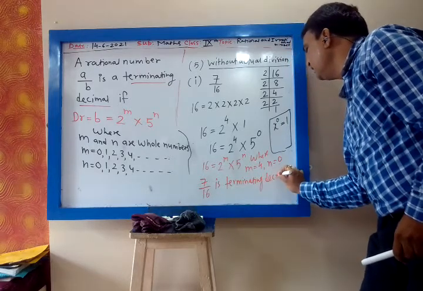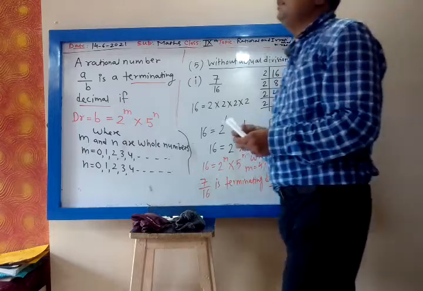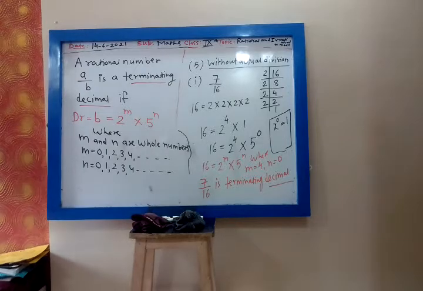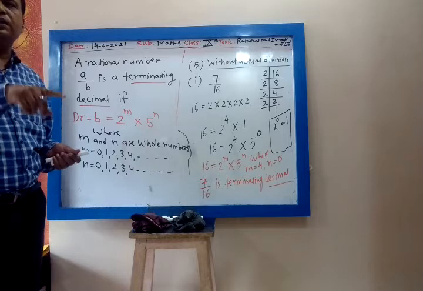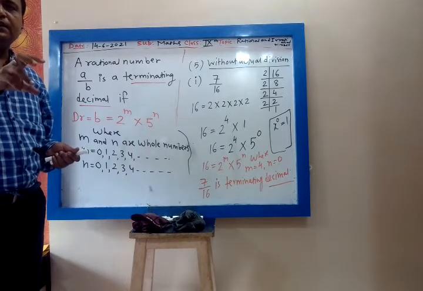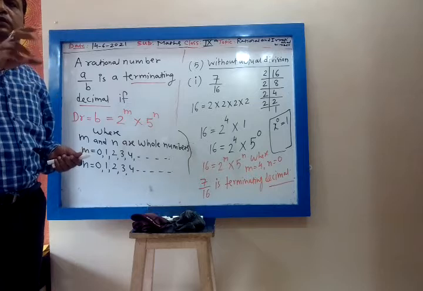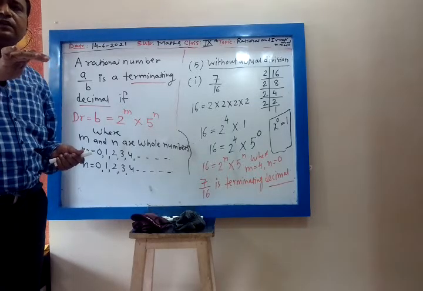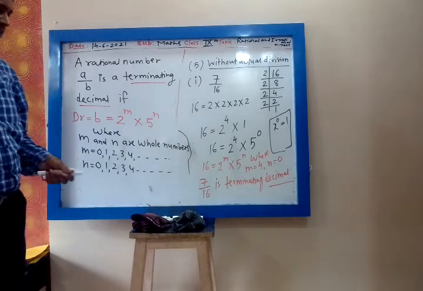So without doing actual division, we have concluded whether the number is a terminating decimal or not. Is it clear? So without doing division, we express the denominator in the form of 2 raised to m into 5 raised to n. That means the factors of that denominator must be 2 and 5. If the factor of the denominator is different from 2 and 5, then it is non-terminating. Is it clear?